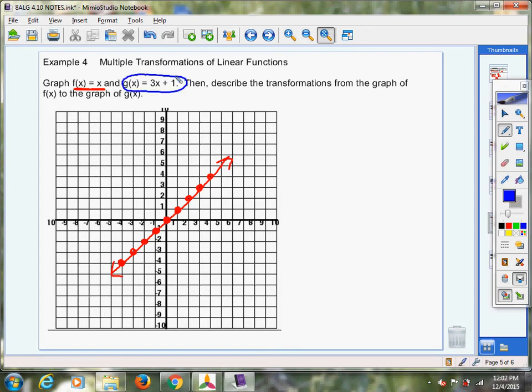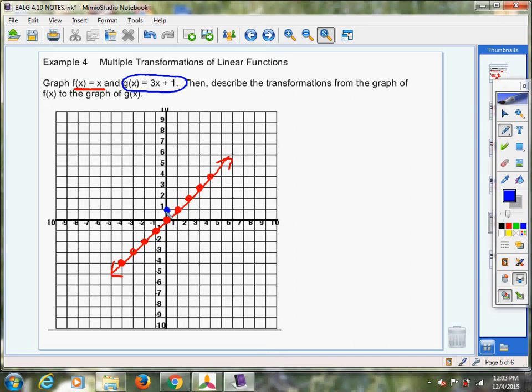Okay? Now notice that g of x doesn't start at the origin. It starts at positive 1. So right there, I see a translation. Our line is sliding up. The other thing I see is the slope is completely different. The slope is not an opposite number. The slope is completely different. The first slope was 1. The second slope is 3. 3 is going to make this line much, much steeper. So I see both a translation and a rotation.